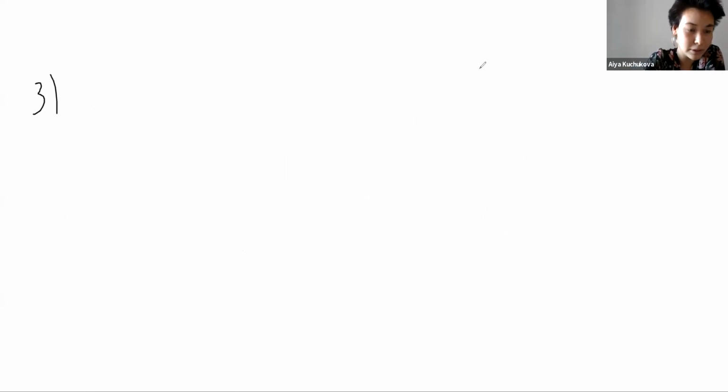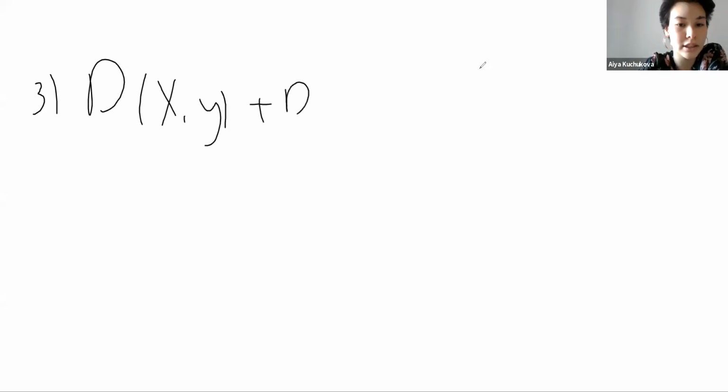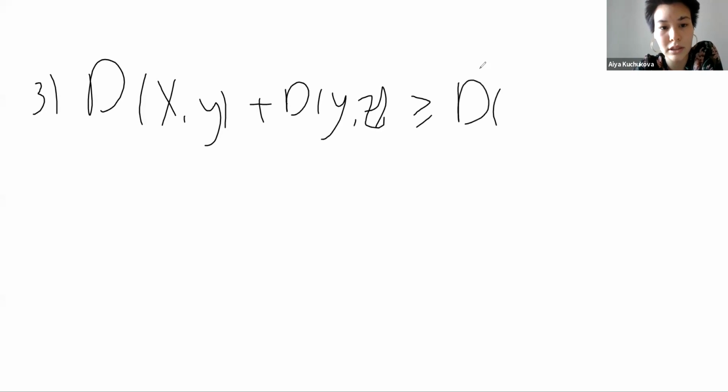And then the third property is the triangle inequality, right? So we have to prove that d x y plus d y z is bigger than or equal to d x z, right? Any ideas for that?